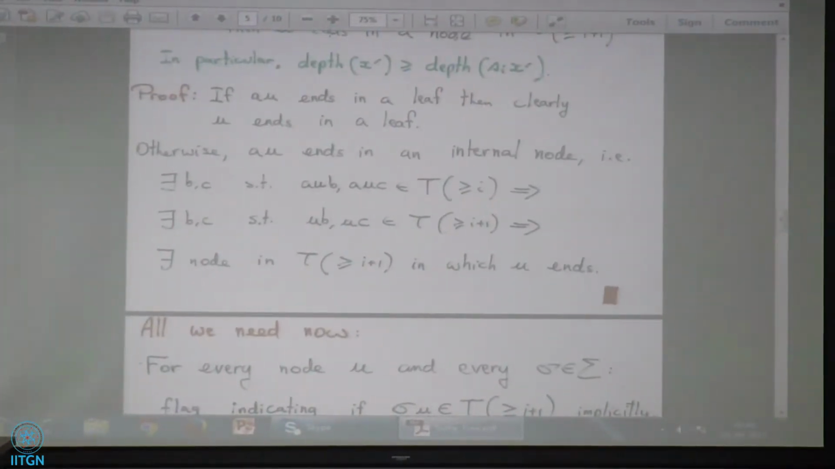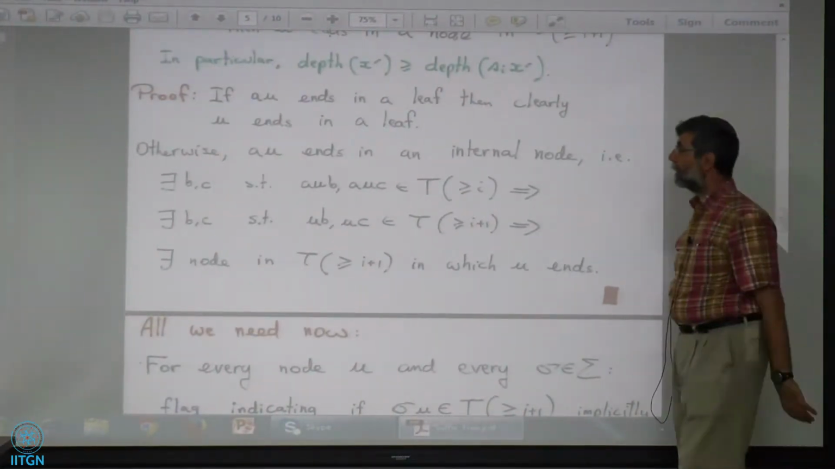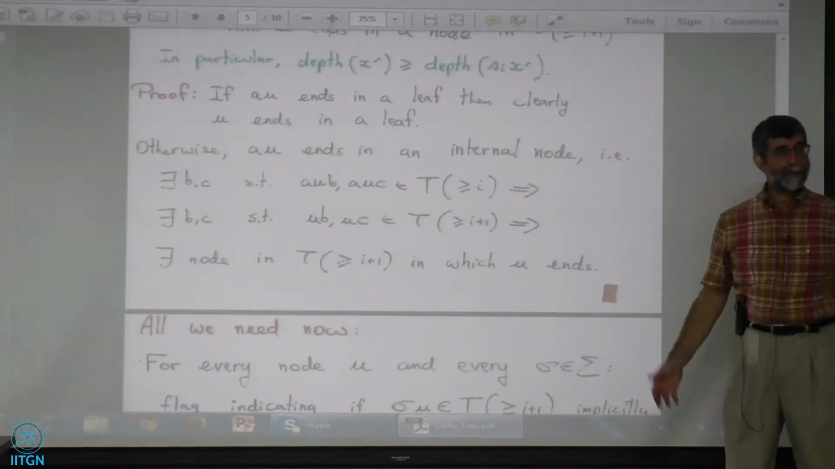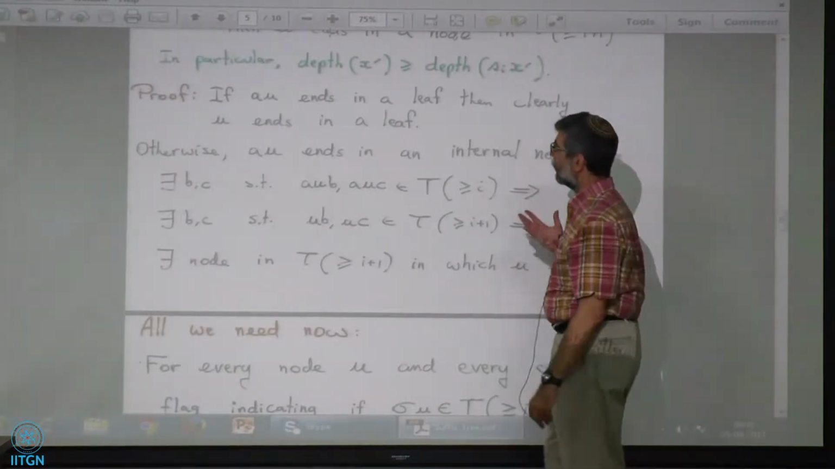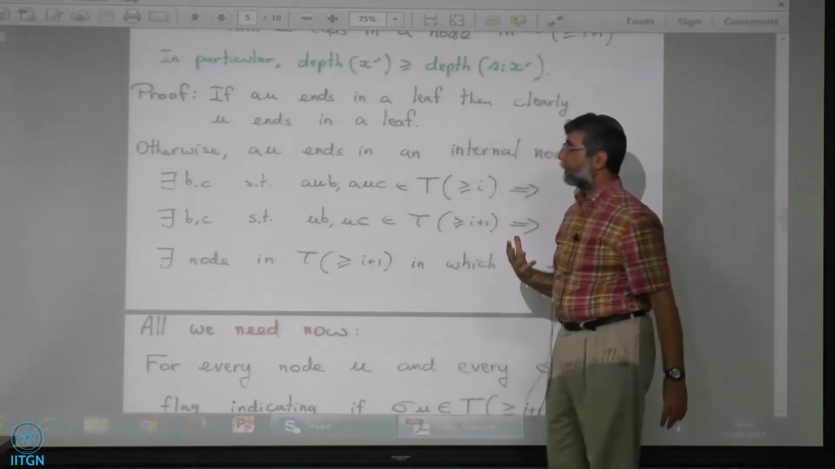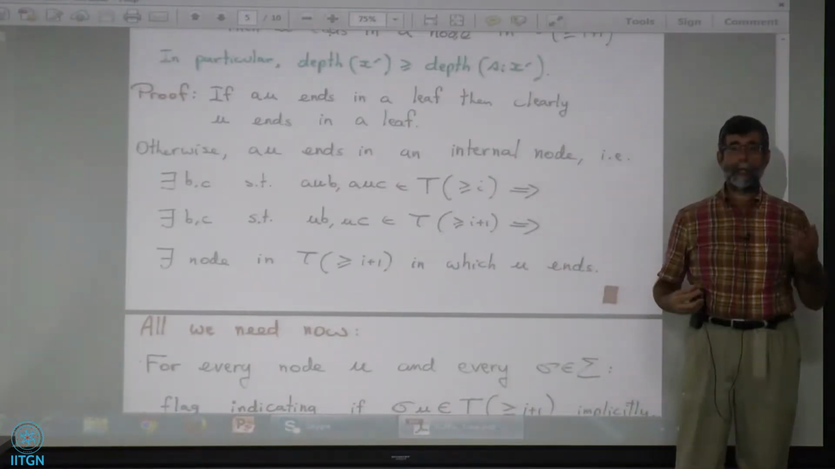Now, the proof again is a simple thing when you breathe and wake up and go to sleep and breathe suffix trees. So the proof comes natural, but let's see. Suppose that AU ends in a leaf. A leaf is a node. What does it mean that AU ends in a leaf?